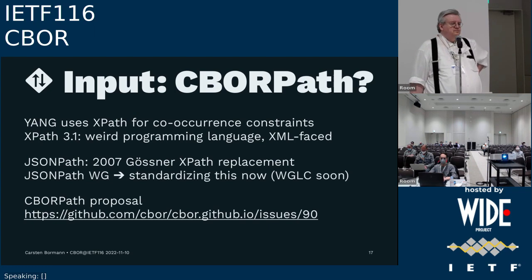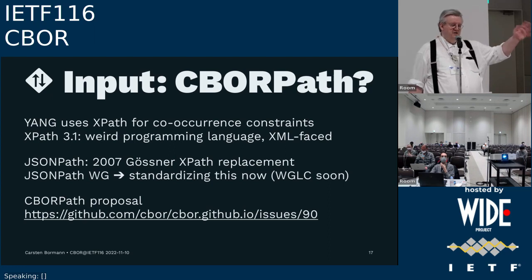So one input to this might be something that has been recently proposed as CBOR path. You may be aware that YANG, which originally was invented to be an XML-based specification, uses XPath for co-occurrence constraints like the one I just had on the slide. We could use XPath 3.1, but it's a bit like all these programming languages that came out of the XML effort.